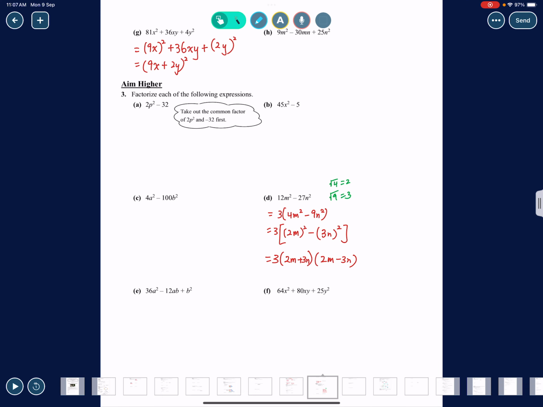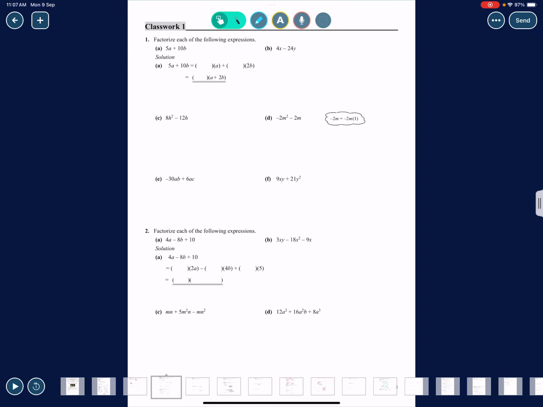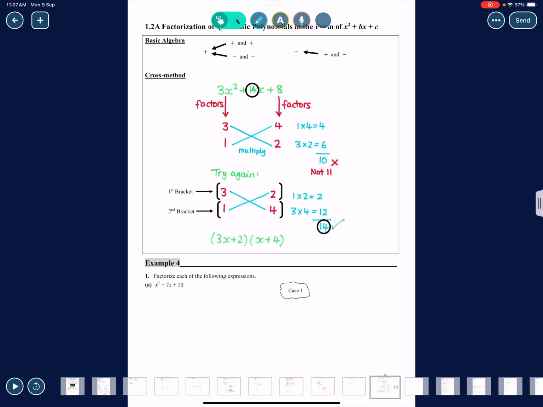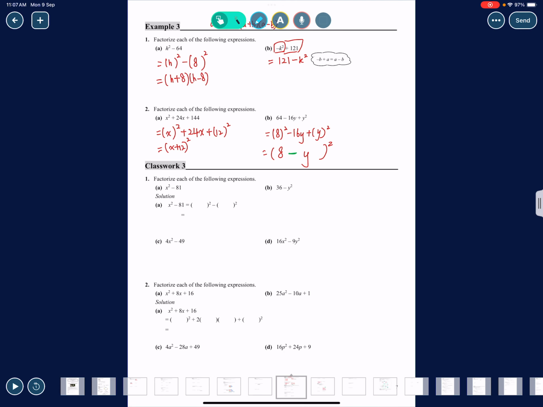So I think a lot of you are going to struggle here. It's going to get confusing now. Too many things to remember, I know. But try your best. This was learned last year anyway, so try your best.